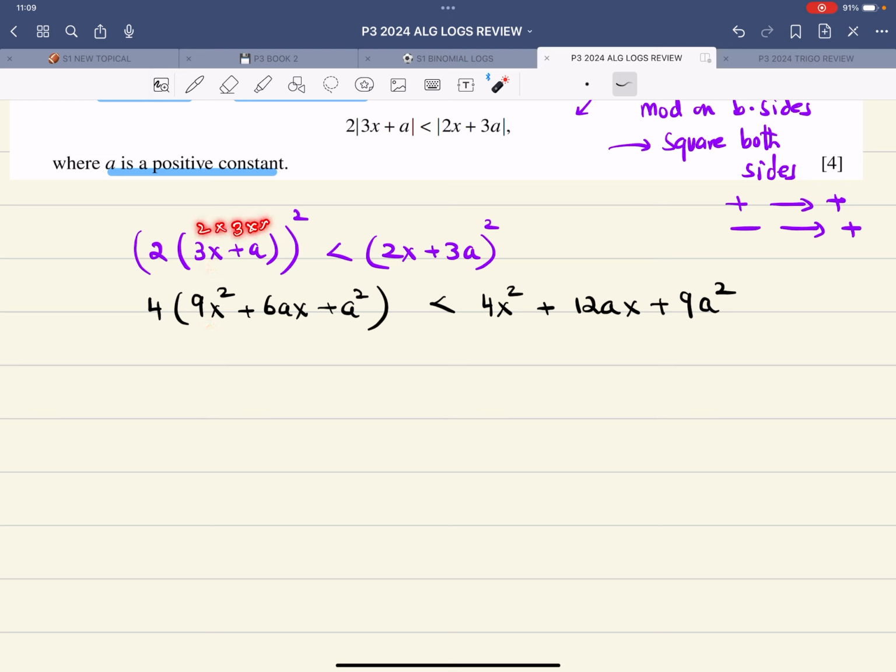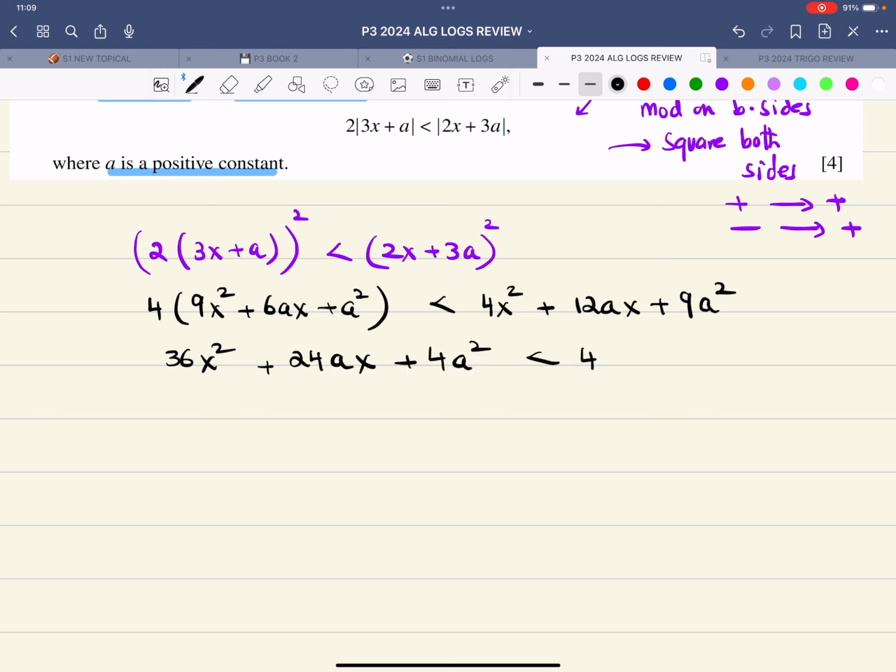2ab, 2 into 3x into a, that is this. This thing square, 2 into 3, that is 12ax. Go very easy, step by step, there is no hurry. 4 into 9 is 36x square, this is 24ax, this is 4a square, lesser than 4x square plus 12ax plus 9a square.